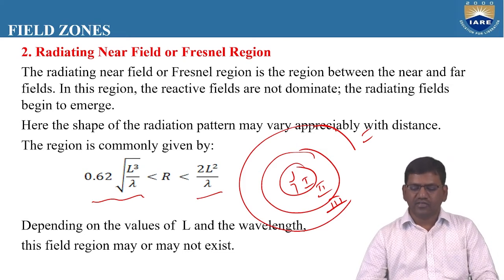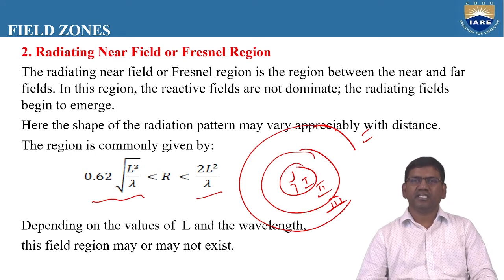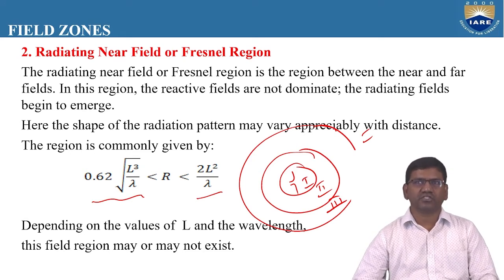Here the reactive fields do not dominate. That means the inductive fields are very less compared to the first zone. The inductance from the antenna and from the surroundings will be very less when compared to the first zone. The radiating fields begin to emerge, and the shape of the radiation pattern will vary with distance.